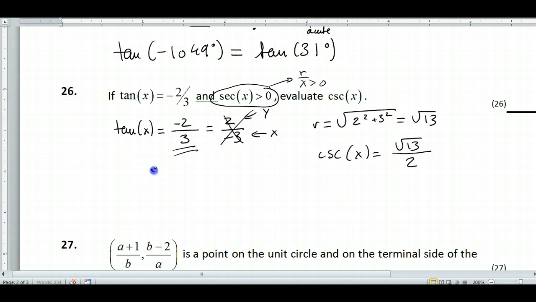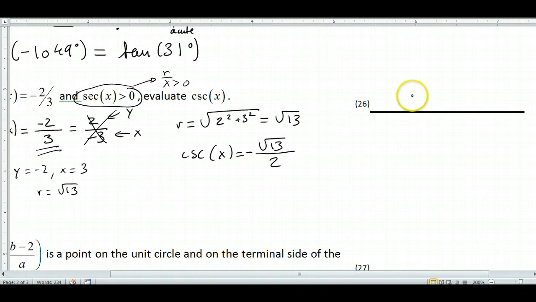So you have y equals -2, x equals 3, r equals square root of 13, and with that you can write anything you want. And so cosecant is over -2, so here we go, we got a negative sign right here. So it is negative square root of 13.